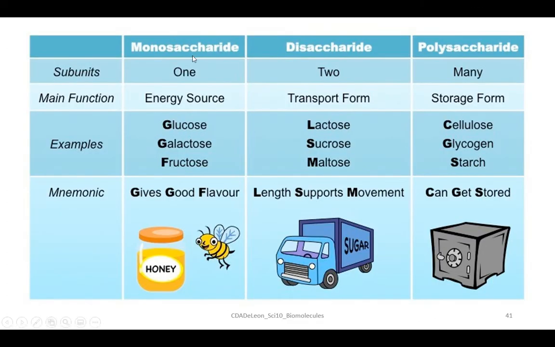So, in monosaccharide, we have one subunit. Main function is energy source. Examples are glucose, galactose, and fructose. For us to remember this, we have gives good flavor. Disaccharides means two. Main function is transport form: lactose, sucrose, and maltose. Length supports movement, for you to memorize this. And polysaccharides means many. Storage form: cellulose, glycogen, and starch can get stored.